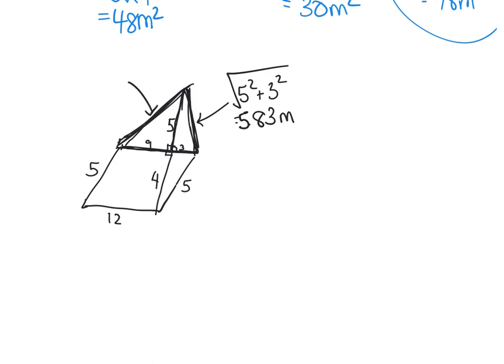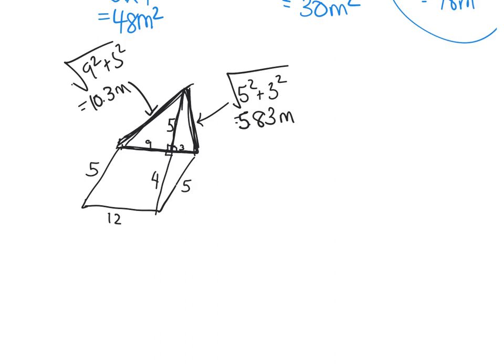Okay, same thing on the other side. We got two shorter sides. So we got 9 squared plus 5 squared is 106. And then let's square root that. We get 10.3 meters. So now we know the length of all of our sides.